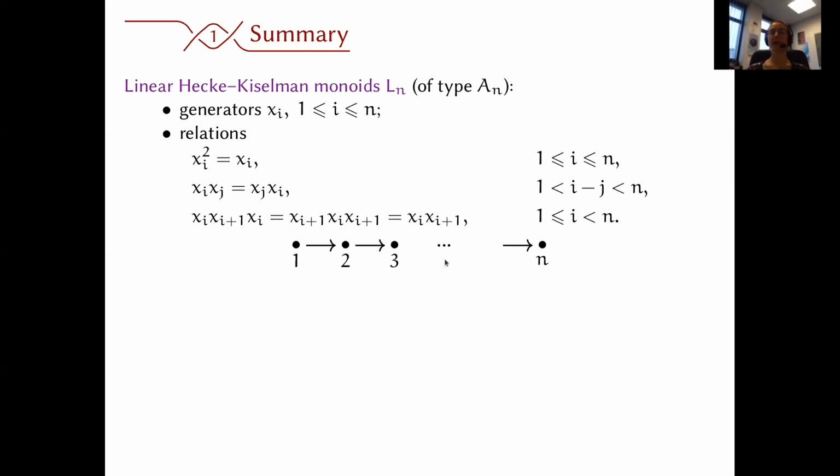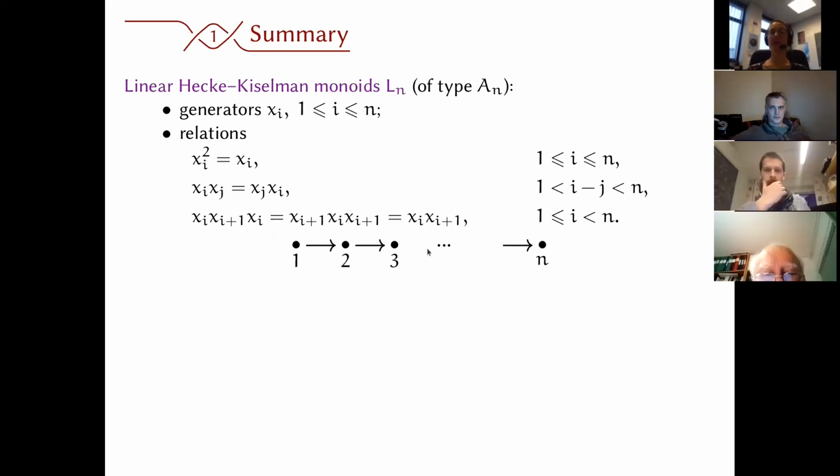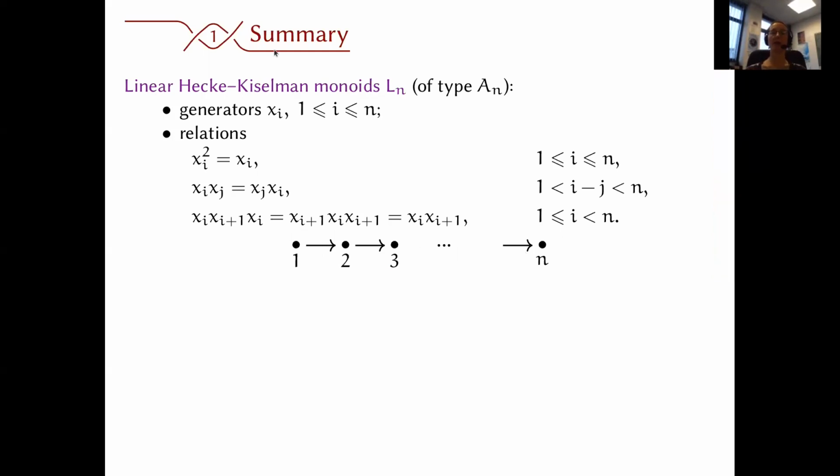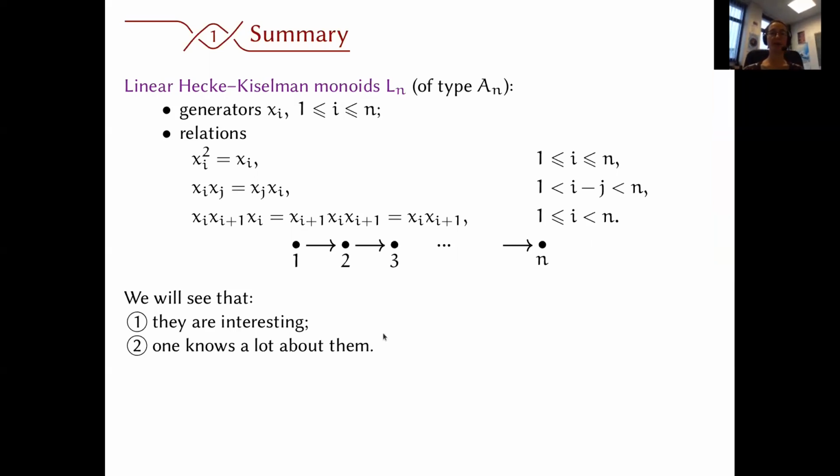Since this is governed by this linear graph, I personally call these monoids linear Hecke-Kiselman monoids, or also monoids of type An. But as you can easily imagine, you can define the same kind of object for any oriented or partially oriented graph. So in this first part of the talk, I'll try to convince you that these objects are not as exotic as they might seem. I'll try to explain where they come from and where they can be applied.